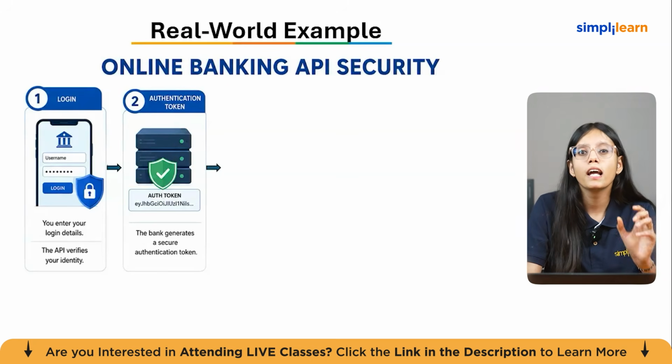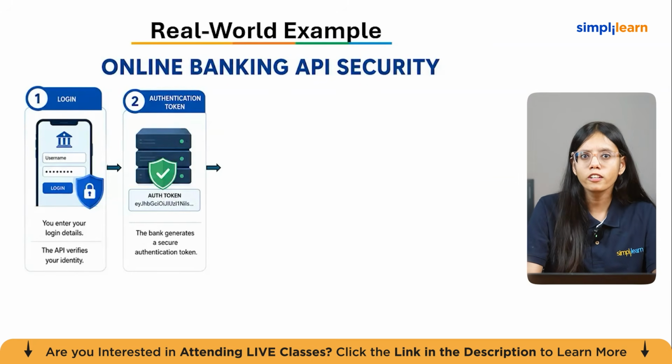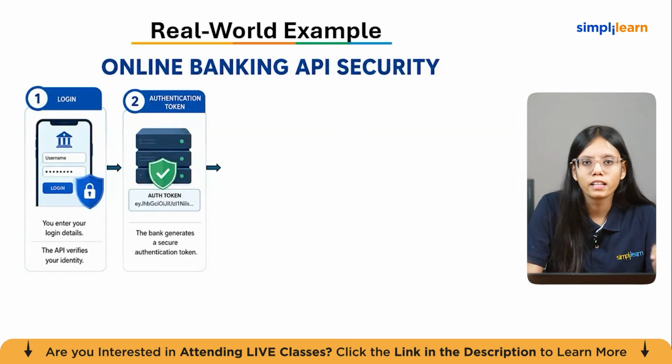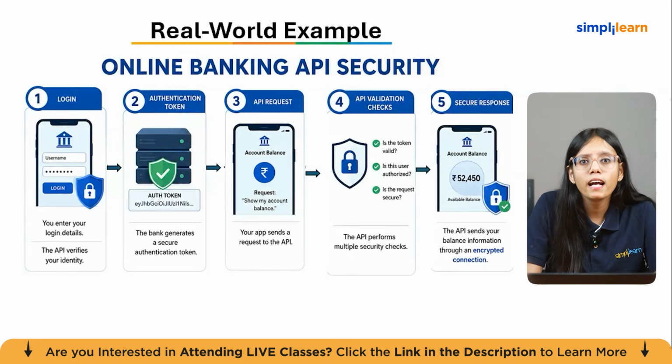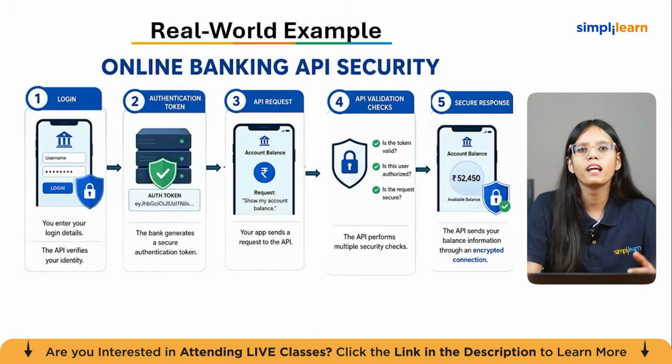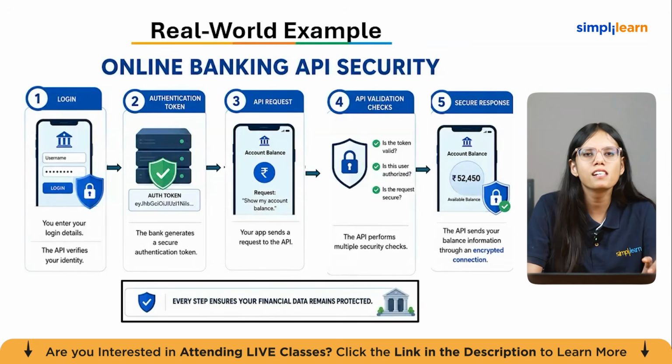Step 4. The API checks, is this token valid? Is this user authorized? And is this request secure? Once all these requests are successfully verified, then step 5 comes in. The API sends your balance information through an encrypted connection. Every step ensures your financial data remains protected. So this is how you are able to fetch your balance.